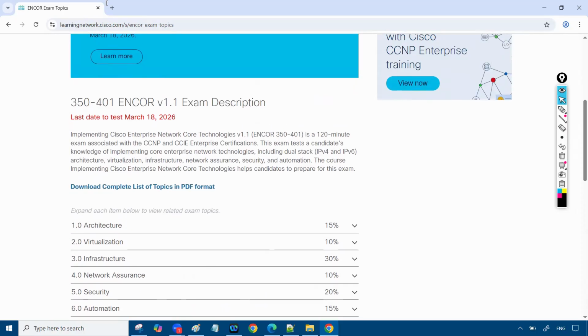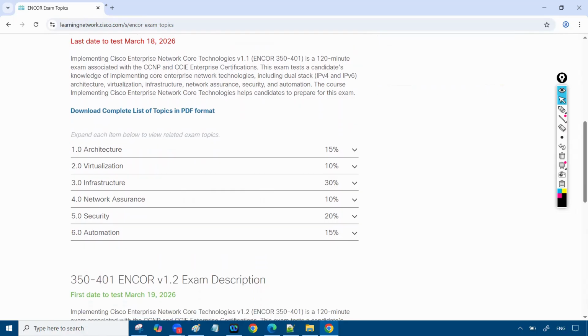This paper is going to change on 18 March 2026. So right now we have some part of wireless in the CCNP ENCOR, but after March 18, 2026, the wireless will be removed.